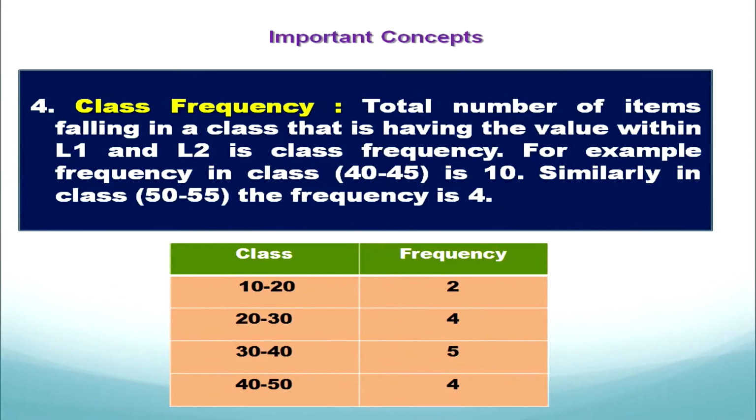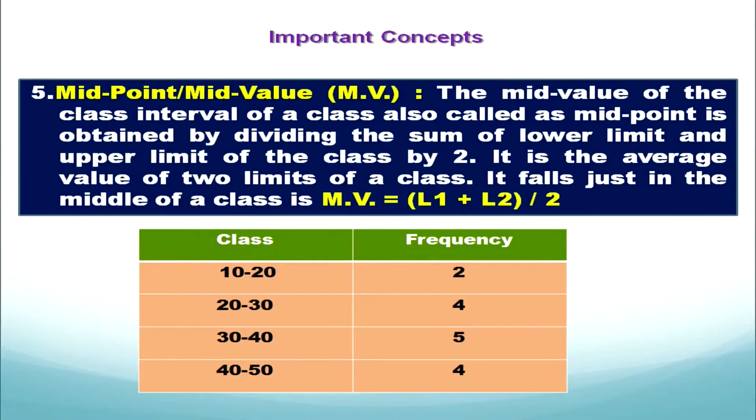Now, the next concept is midpoint, often known as mid value. The mid value of the class interval of a class is also called the midpoint. Now, how do we get this midpoint or mid value? We have to do just one thing. First, we have to add up the lower limit and the upper limit. We have got two limits, so to calculate the mid value, we divide this sum of limits by 2 and we will be able to get the mid value.